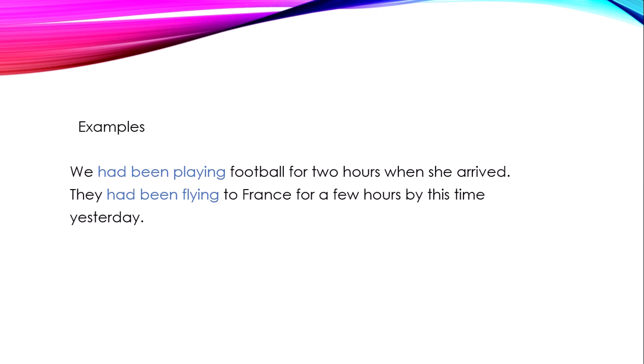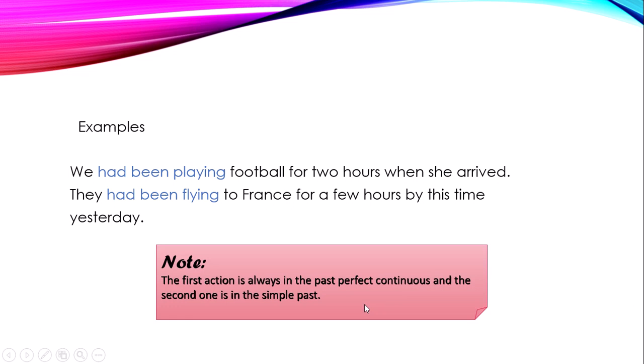They had been flying to France for a few hours by this time yesterday. Simply here we have one action, which is in the past perfect continuous and is a long action. We have for a few hours. Note, the first action is always in the past perfect continuous, okay? And the second action is in the simple past, okay? Now, let's have a look at the timeline of the past perfect continuous.